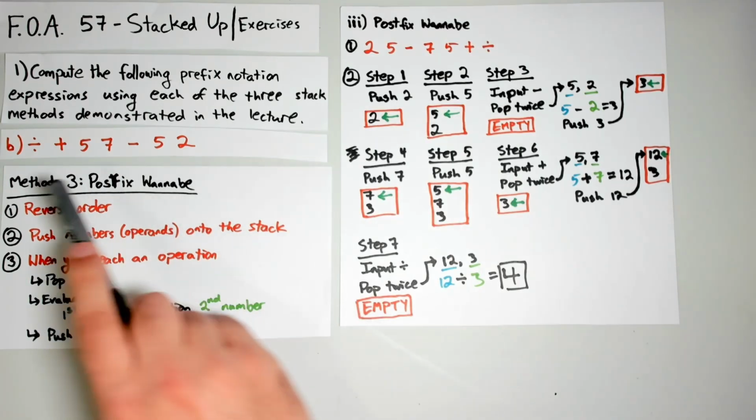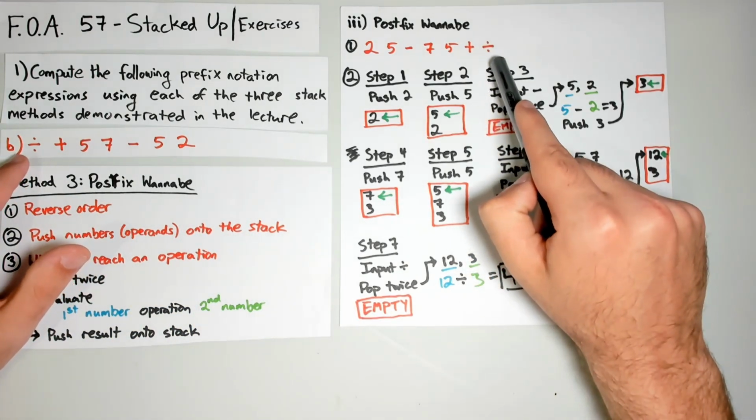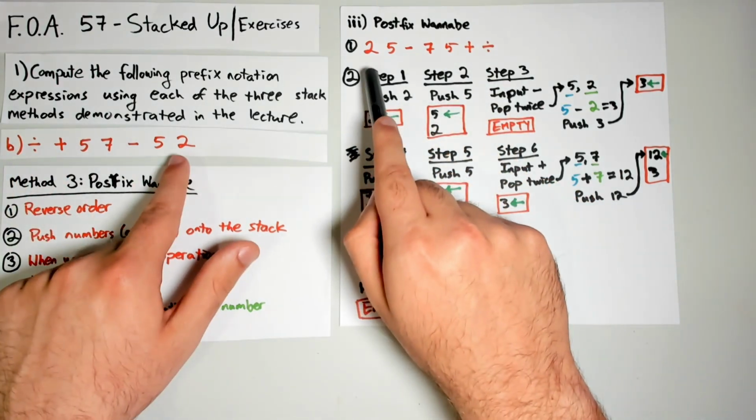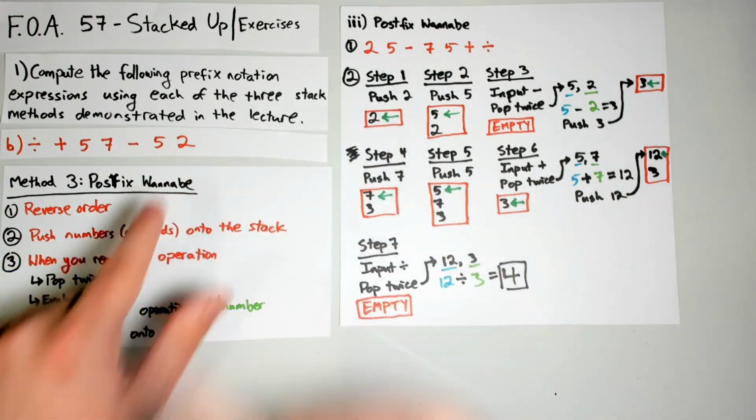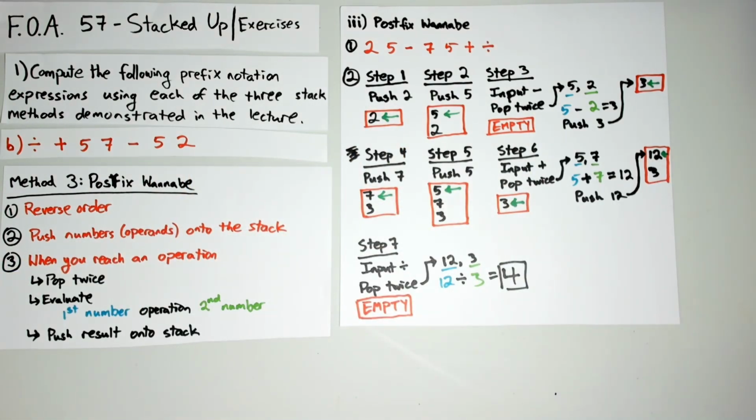So we're going to start by reversing the order of this expression, right? So the division sign is first here, that's what comes last. And so on until we get to the last 2 becoming our first 2. Now that we've reversed the order, we can start pushing numbers onto the stack. Unlike the last method, it's only numbers we're pushing, right? No operations. Operations are going to lead to popping, just like they do in the cheating method.